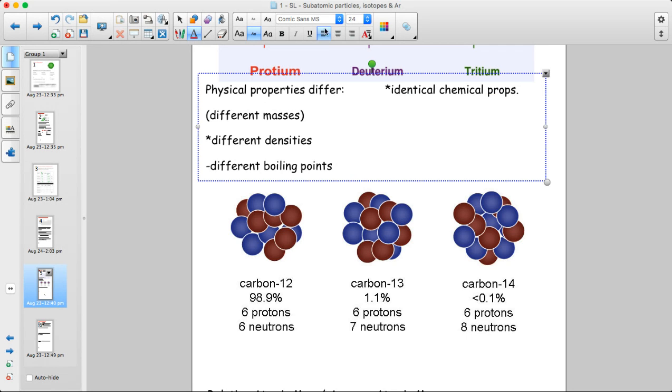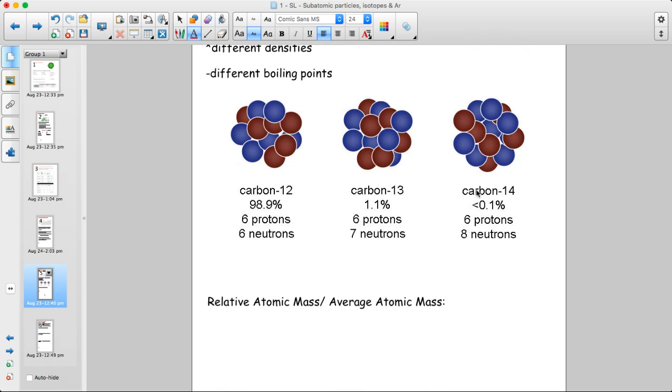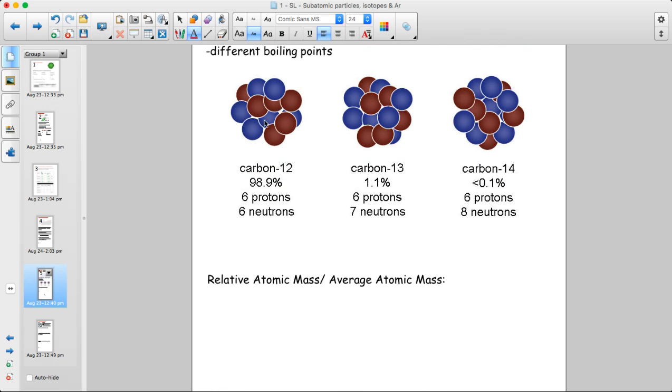So that means all isotopes react in the same way. And then you have carbon: carbon-12, carbon-13, carbon-14. All of these exist in our atmosphere and on the planet. Carbon-12 is by far the most abundant and it's the most stable. But there are these 3 different kinds of carbon.